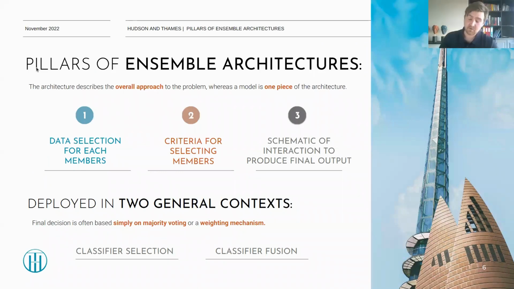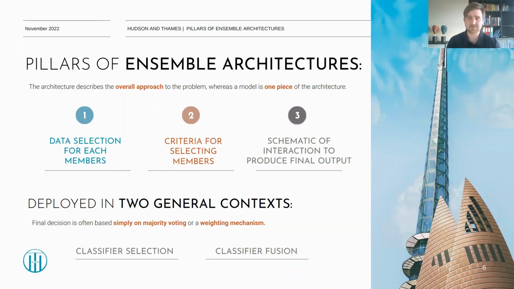So basically, the meta labeling architectures lend a lot from ensemble architectures. Though it's not exactly the same, ensemble architectures don't have restriction on the target variable, whereas for meta labeling, the target variables are always binary values, 0 or 1, whether the trade was actually profitable. So the architecture describes the overall approach to the problem, whereas a model is just one piece of the architecture.